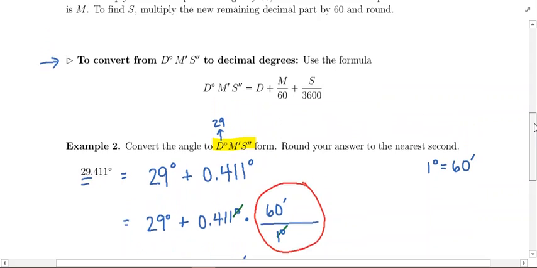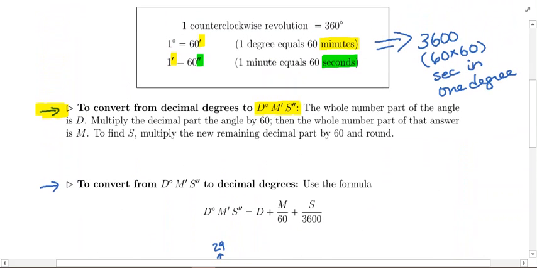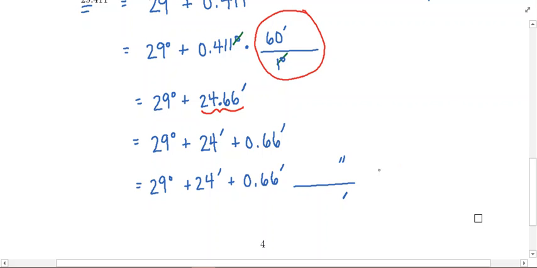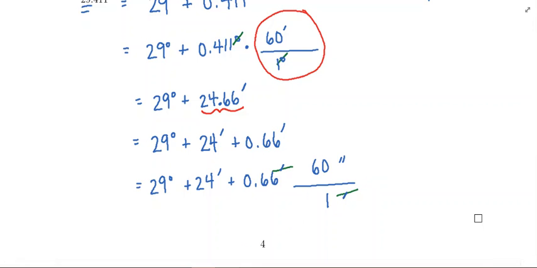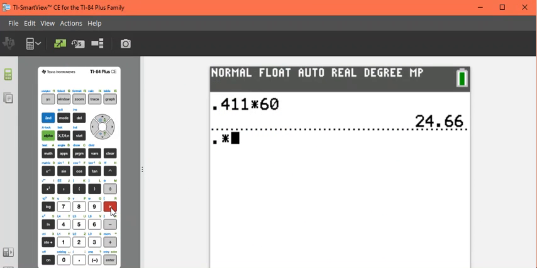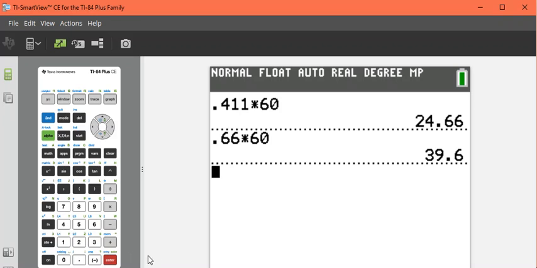So what is the relationship between minutes and seconds? Go back up here. We know that 1 minute equals 60 seconds, so we're going to write that in. Then we need to go back to our calculator and do the 0.66 times 60. Once we get that number, remember, the minutes in the top will cancel with the minutes in the bottom, and you'll be left with seconds. So let's return to the calculator and do 0.66 times 60. Boom, there you go. You get 39.6. So let's go write that down.